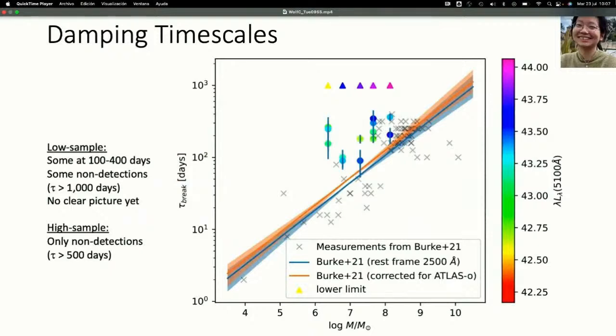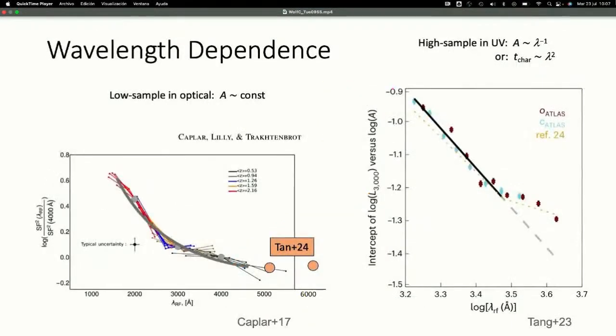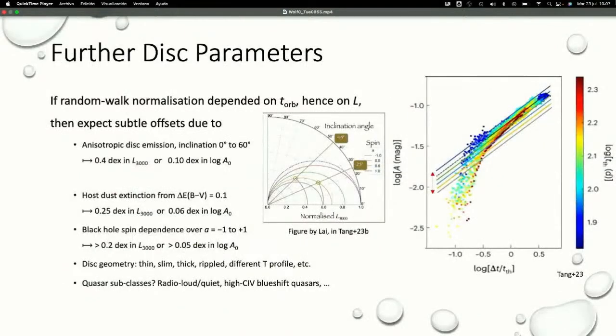And the high mass sample doesn't help here because we have only non-detections or lower limits. Just briefly on the wavelength dependence, Nevin Kaplan and colleagues had published a beautiful paper in 2017 showing how it's steep in the UV and then flattens out in the optical. And our low mass sample in the optical shows no wavelength dependence. And of course, the high mass sample had shown a rather steep curve that was very consistent with the Kaplan paper in that regime probed there.